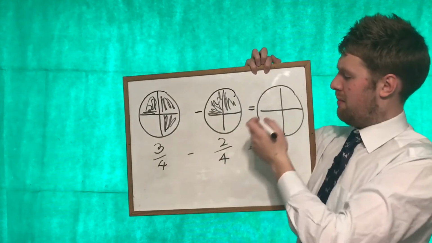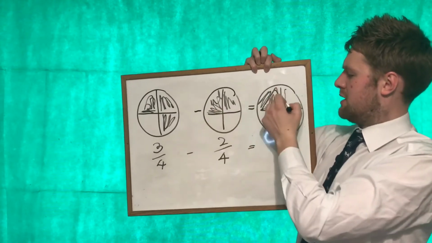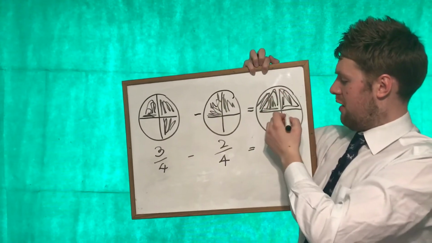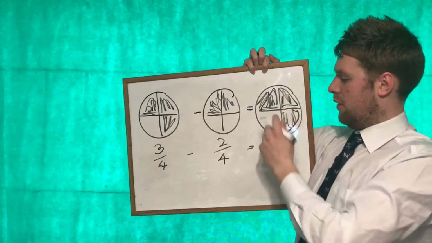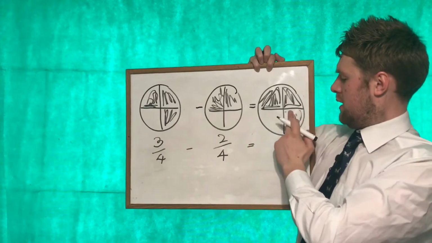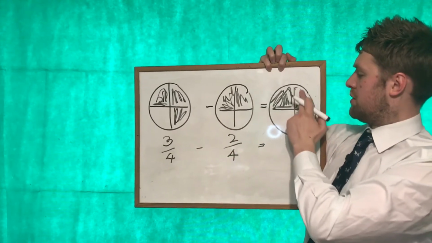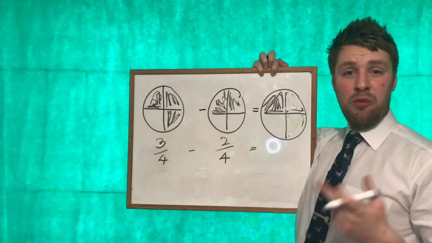Well, we can start with our 3/4 here, because that's the fraction we're starting with. There is our 3/4. And it's asking us to subtract 2/4. So 1/4 subtracted away there, and 2/4 subtracted away there. What have we got left?